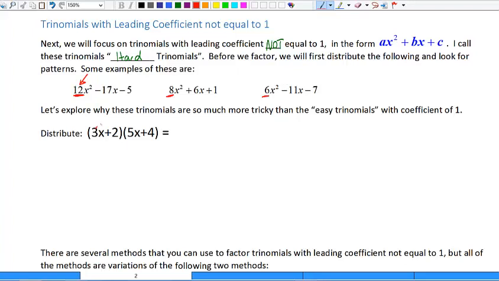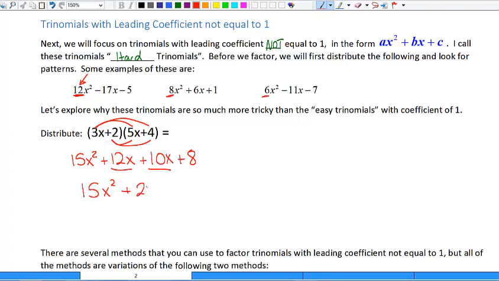So to show you that, what I want to do is just distribute here. So this gets me 15x squared plus 12x plus 10x plus 8. And then the next thing you would do is add these two middle terms together, and I get 15x squared plus 22x plus 8. So this is going forwards, and my goal is to start here and end here. Okay, so I would like to go backwards. So I even actually have the answer written in front of me.